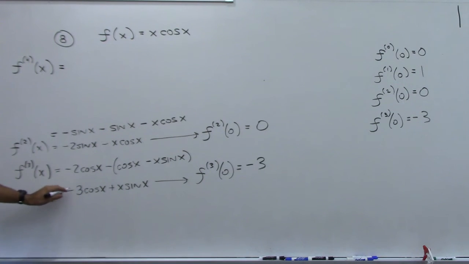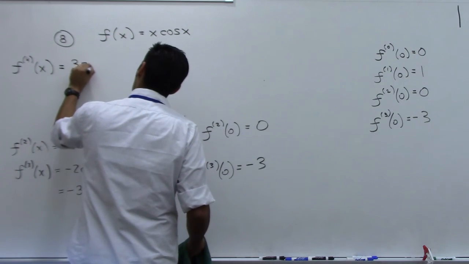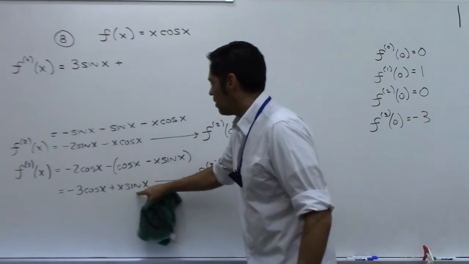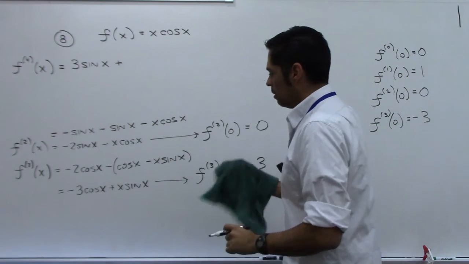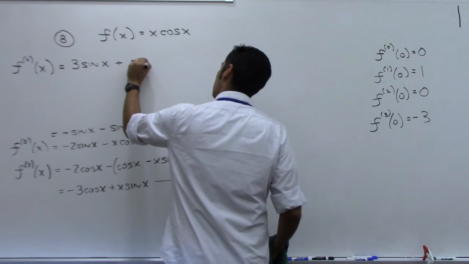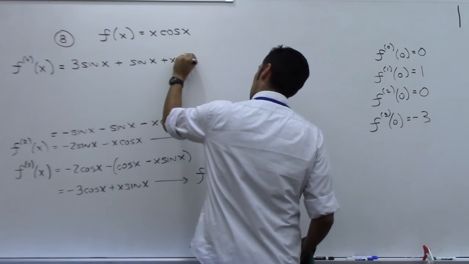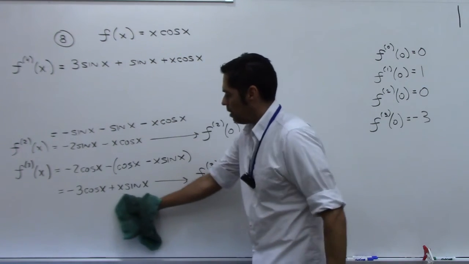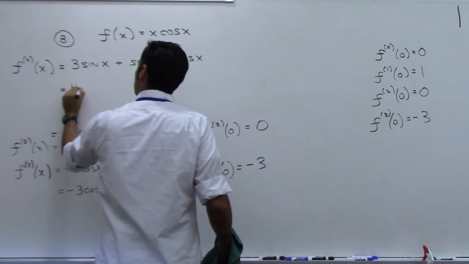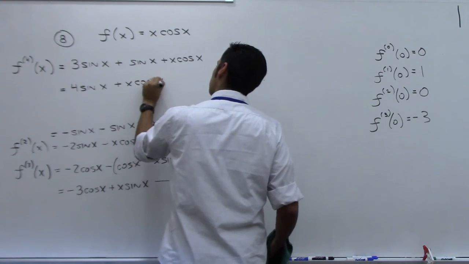Well, the derivative of -3 cosine x is going to be +3 sine x, and then plus the derivative of x sine x, which I've done before. I'll do it right now. It's going to be sine x plus x cosine x. So I had to do product rule on this. And then when I put those together, I get 4 sine x and then plus x cosine x.